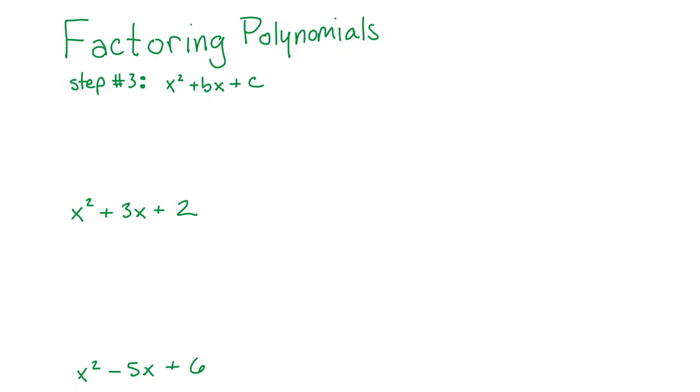This is the core of the factoring polynomials process. This is factoring trinomials in the form where we have x squared, that is a variable squared, plus something times that same variable, plus something else. Okay, now these are considered the easy problems, and I think you'll agree they're pretty easy.